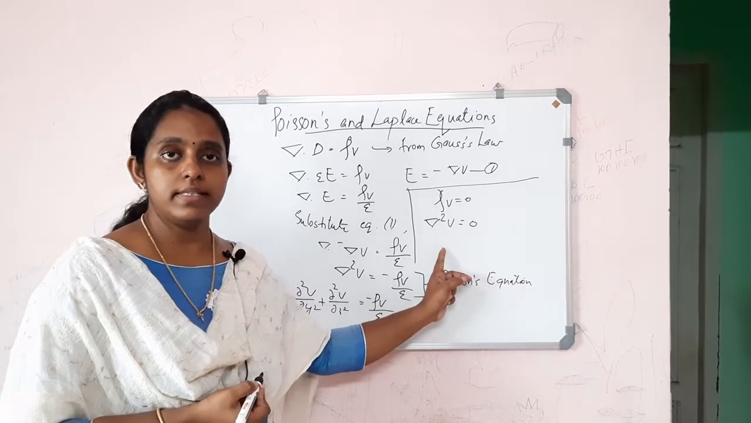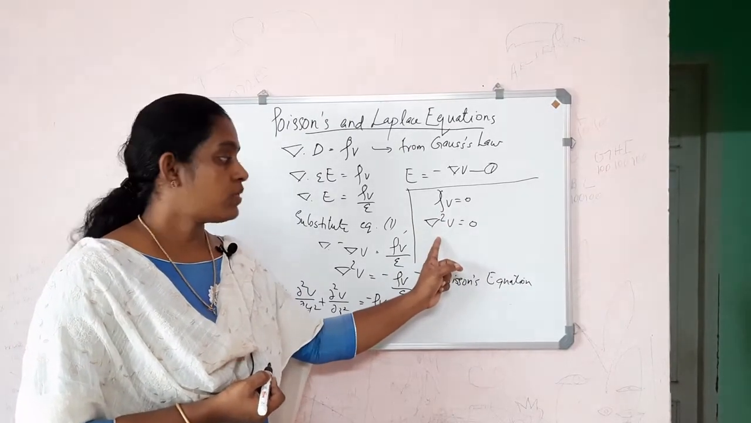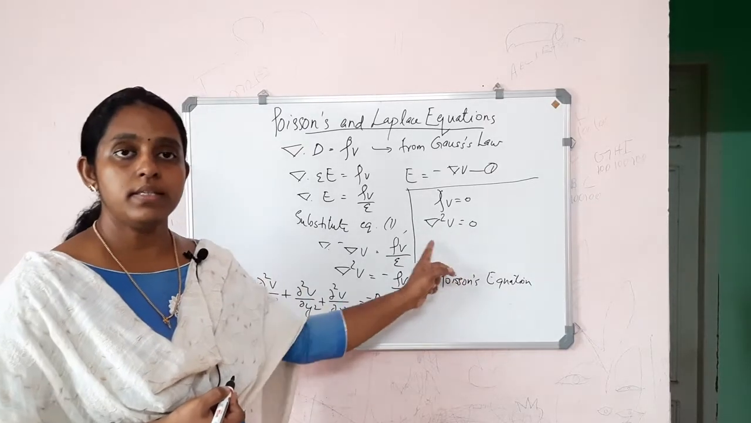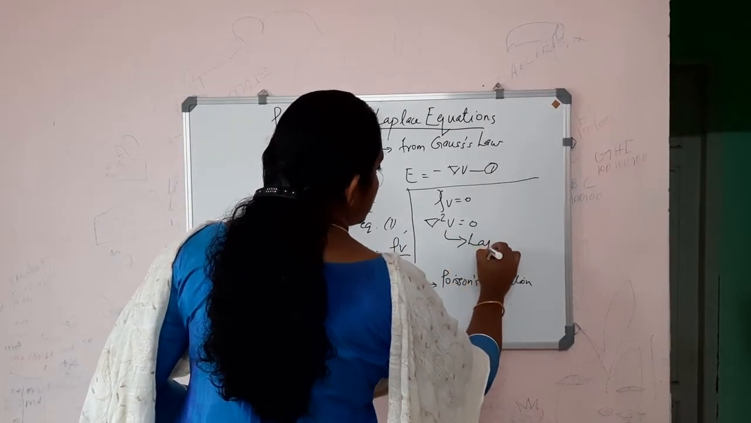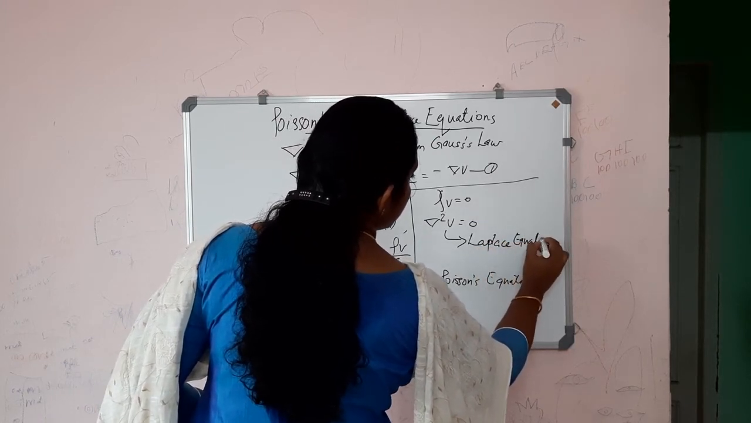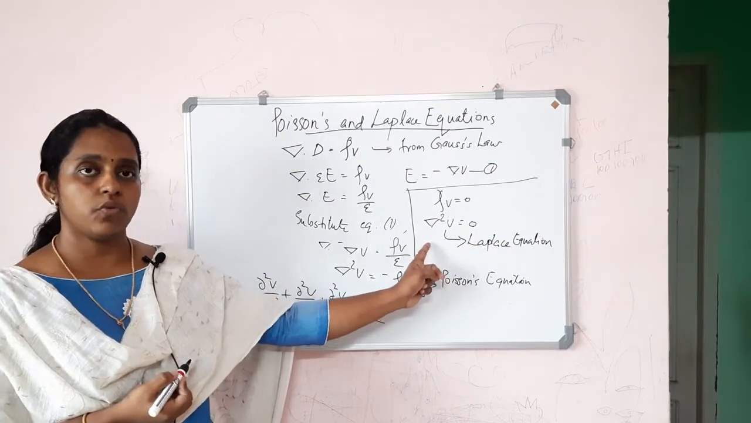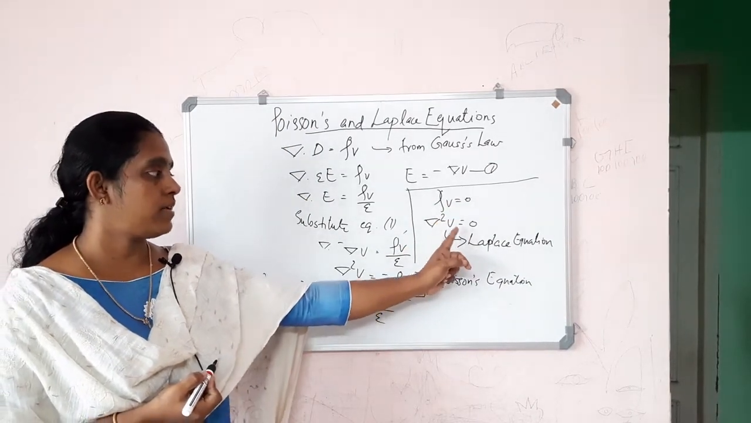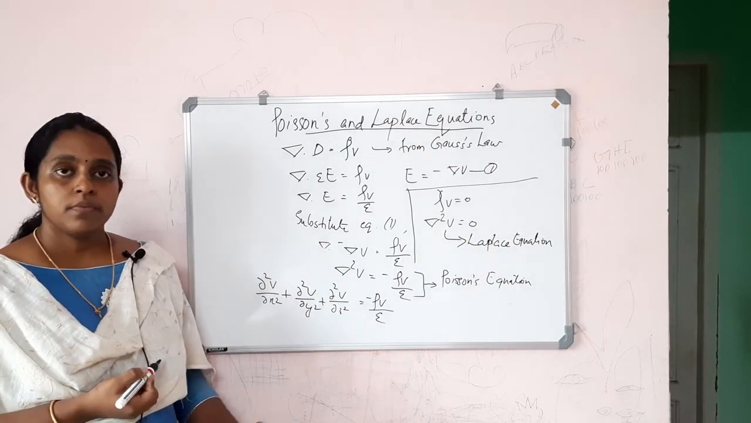For a charge free region, dou square V is equal to 0, and this equation is known as Laplace equation. Del square V equal to 0 for a charge free region, rho V equal to 0. If rho V is 0, then del square V is equal to 0, that is known as Laplace equation.